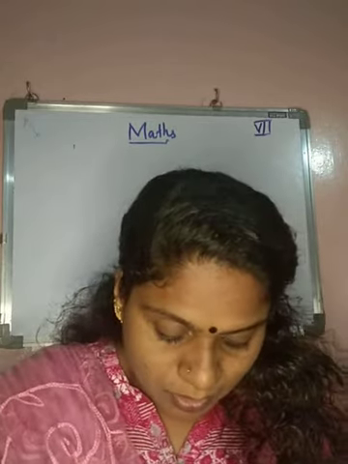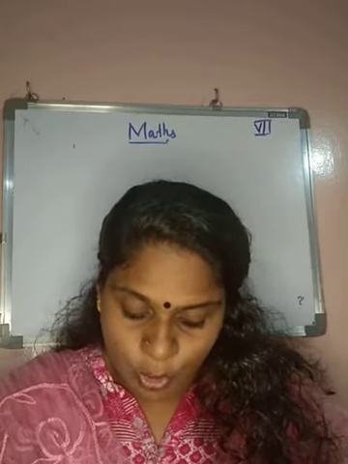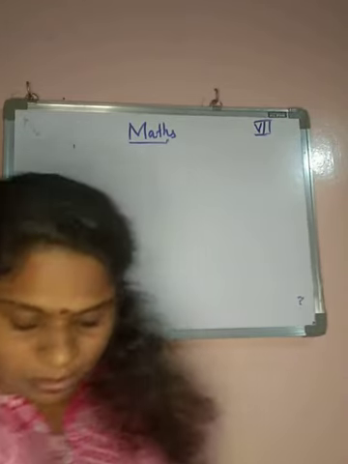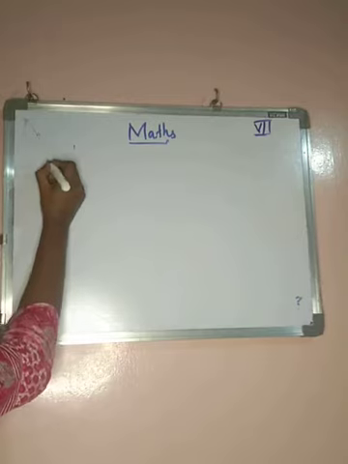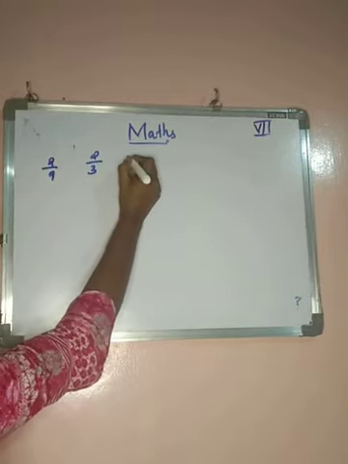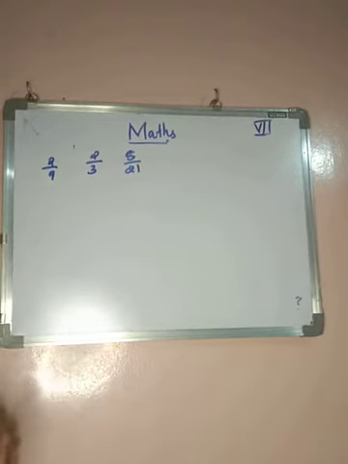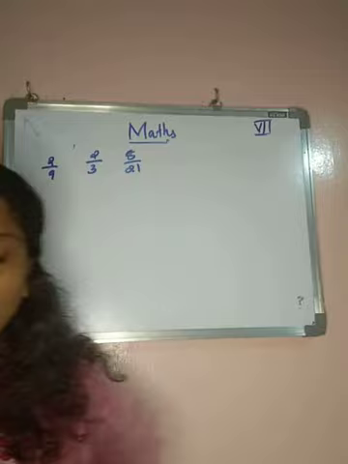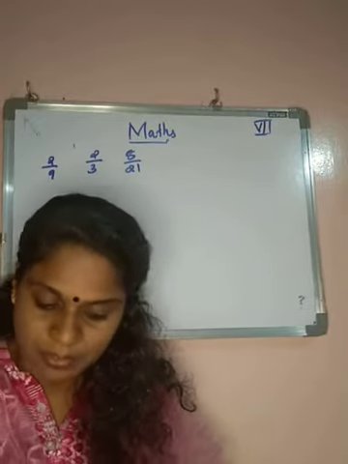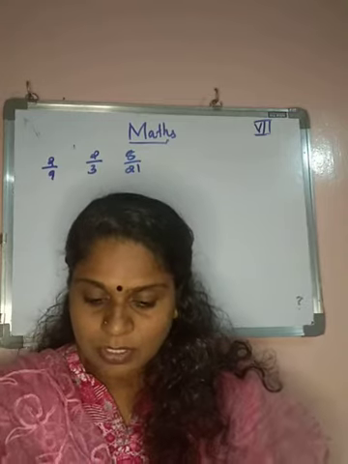Then question number 2. Arrange the following numbers in descending order. Descending order means biggest to smallest.